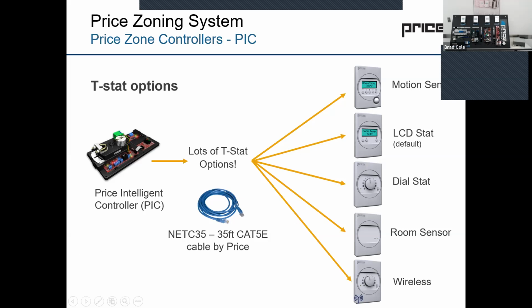Now, starting sort of down at the bottom here, I'll start with the room sensor. It's a blank face sensor. It's tamper proof. It just senses temperature. No one knows what the room temp is or what the set point is. So no one can play with it or adjust it.